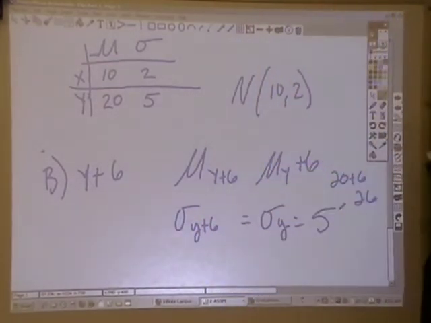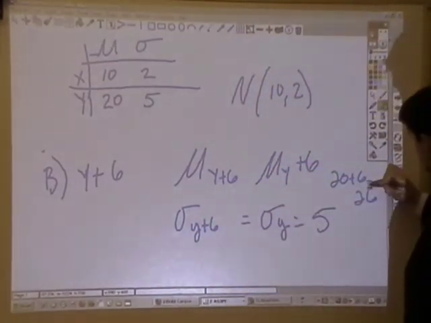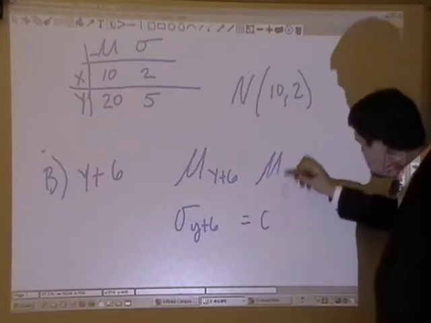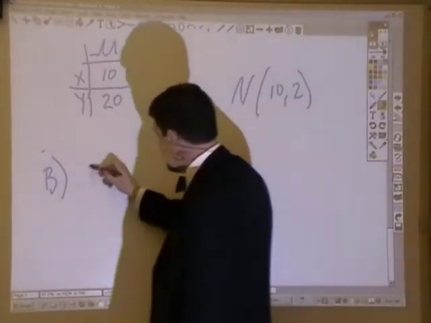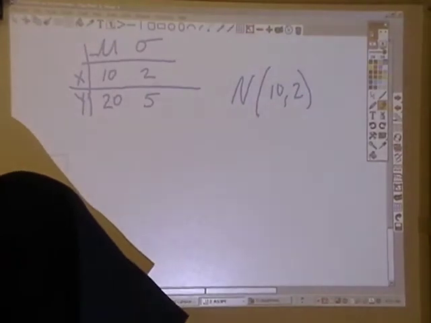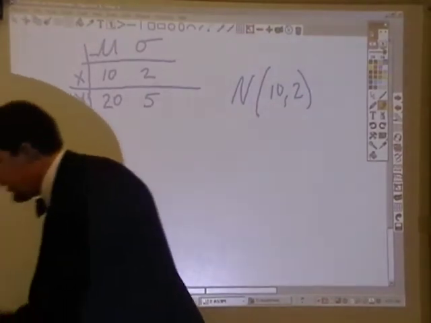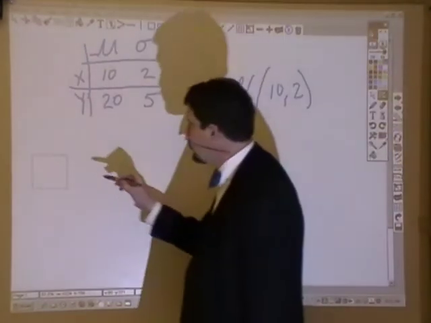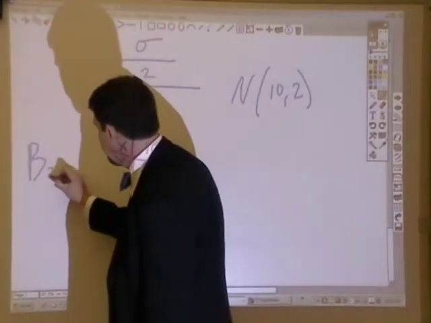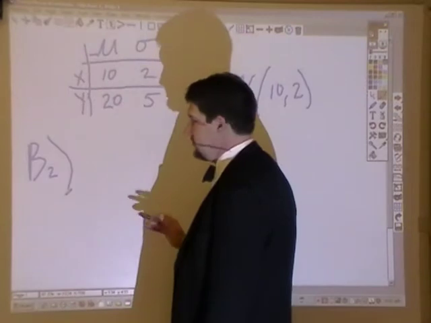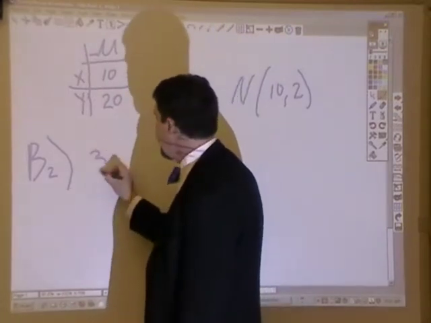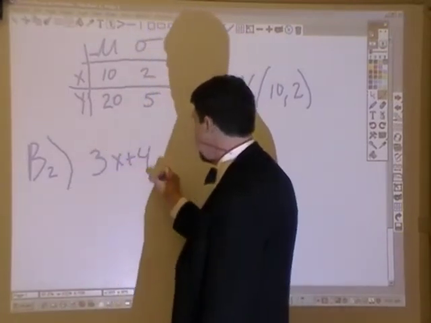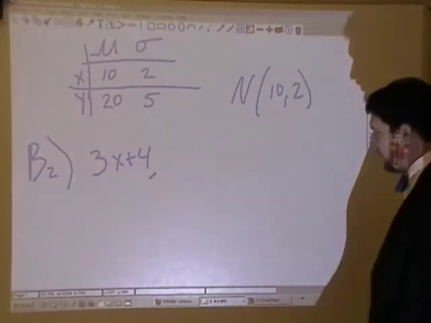All right, let's go to C. Yay! I like C. I like C too. All right. C is x plus y. I don't want to do that one yet. I'm going to make up B sub 2. And we're going to pick a distribution. We're going to say, okay, what about 3 times x plus 4? All right, so here's what I'm going to do.